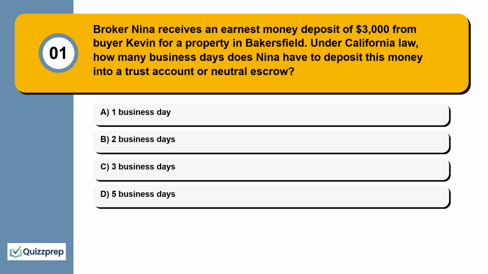Question 1. Broker Nina receives an earnest money deposit of $3,000 from buyer Kevin for a property in Bakersfield. Under California law, how many business days does Nina have to deposit this money into a trust account or neutral escrow? 1 business day, 2 business days, 3 business days, 5 business days.